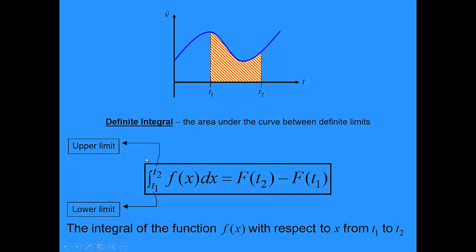Why do you always evaluate at the upper limit and then subtract off evaluating at the lower limit? Because what you are literally doing graphically is finding the area of the big shape, subtracting off the area of the little shape, and ending up with the area in between.